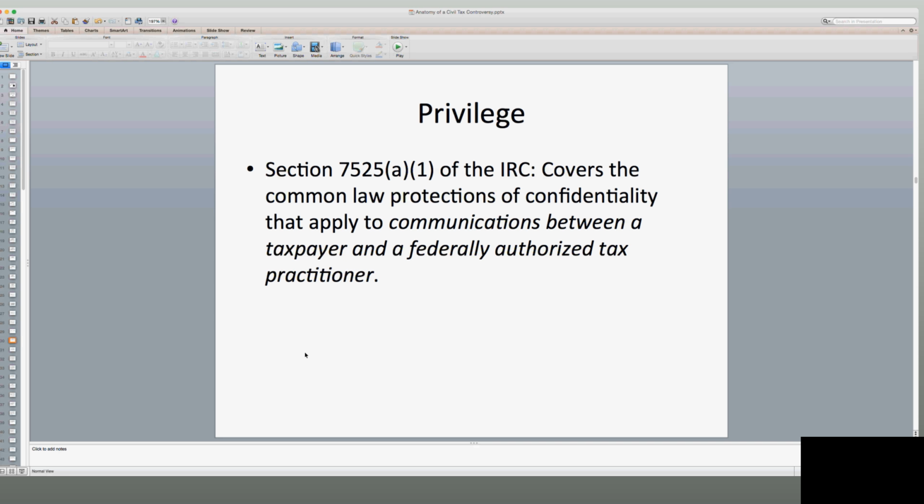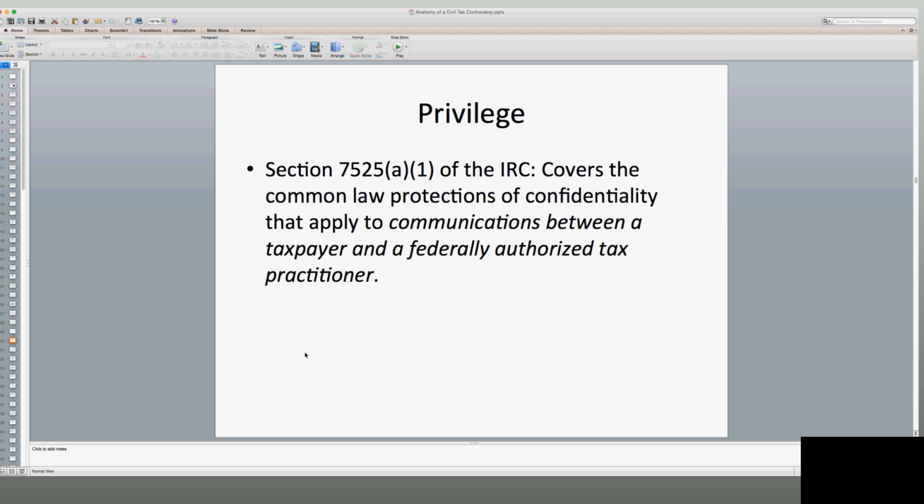Privileges. I want to talk about this briefly. We can go into a full-scale lecture on privileges, but I just feel that we can't really do this topic justice unless we have a little bit of background on privileges. So Section 7525(a)(1) of the Code covers the common law protections of confidentiality that apply to communications between a taxpayer and a federally authorized tax practitioner.